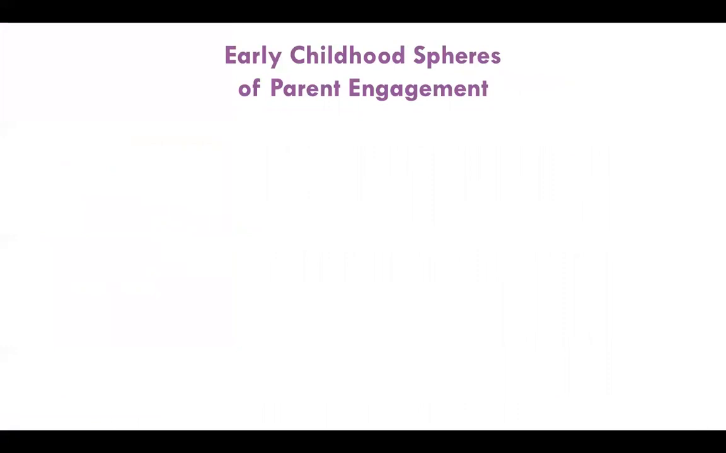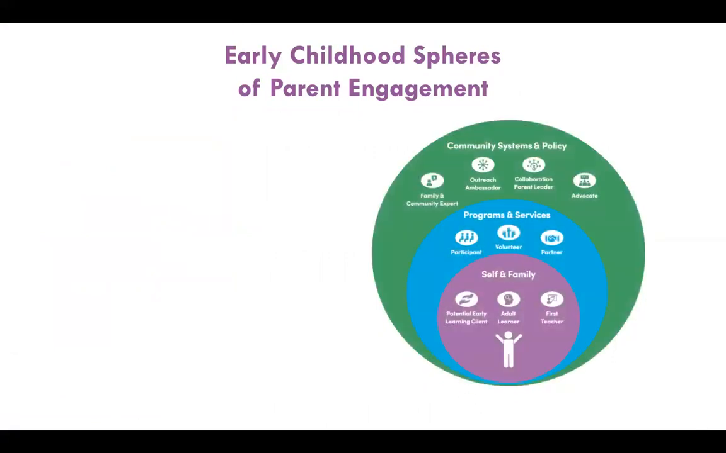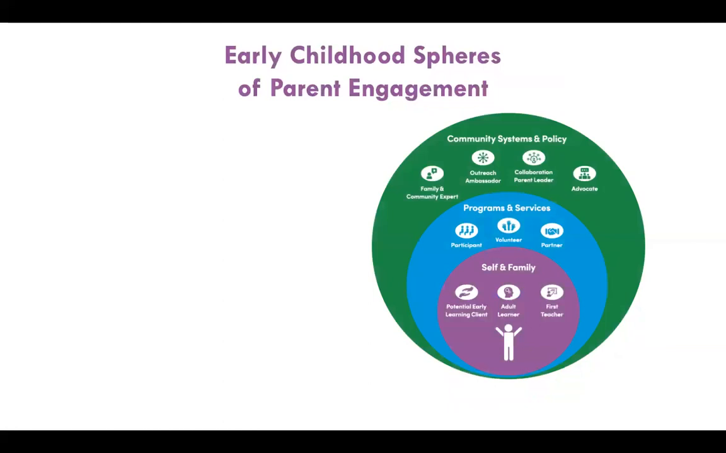Now we're going to take a look at the early childhood spheres of parent engagement. This graphic is part of our parent engagement resources. It indicates what parents have influence to impact when they become engaged at each level of the early childhood system. In our experience, parents usually begin their engagement journey in the self and family sphere with roles such as potential early learning client, adult learner, and first teacher. As their children become participants in early childhood programs, they may take that role and that of volunteer and/or partner.